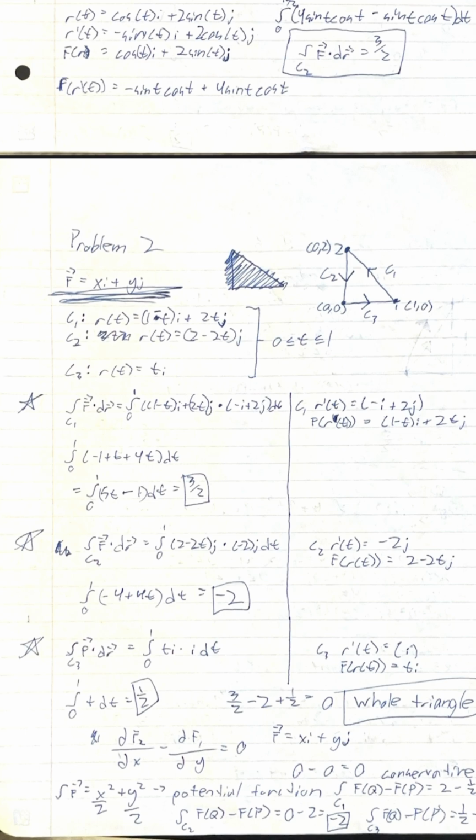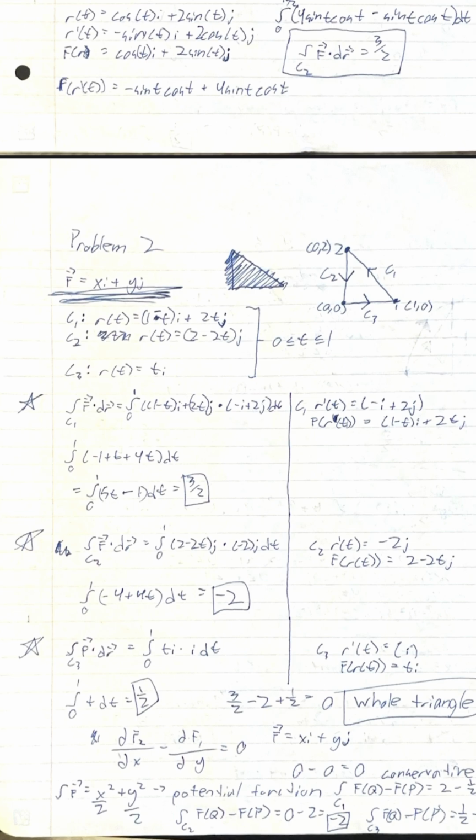And then it says to add the results of the 3 line integrals together for the whole triangle and make sure that it is 0. And I did that right there. 3/2 minus 2 plus 1/2 is 0. And then it said to verify using the fundamental theorem of calculus.